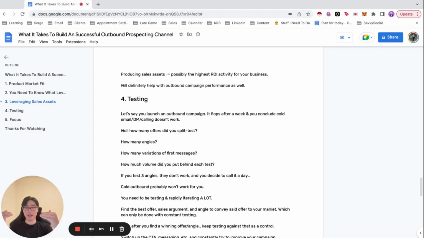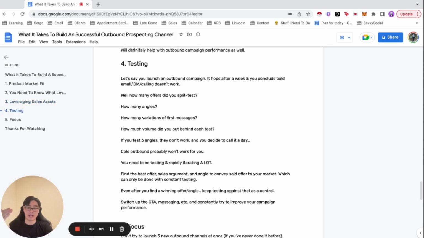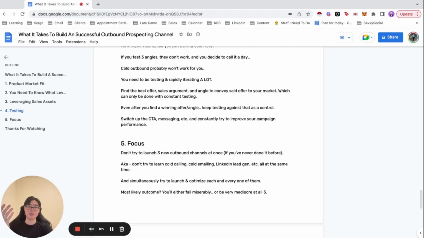You need to be testing and rapidly iterating a lot, more than you can possibly imagine, because you need to find the best offer, best sales argument, best angle to convey said offer to your market, which can only be done with constant testing. And even after you find a winning offer angle, you still need to keep testing against that as a control. Even with that winning offer, you want to switch up the call to action, switch up the messaging, switch up the time of day that you're sending the message, etc., and constantly try to improve your campaign performance. And the last one is just focus.